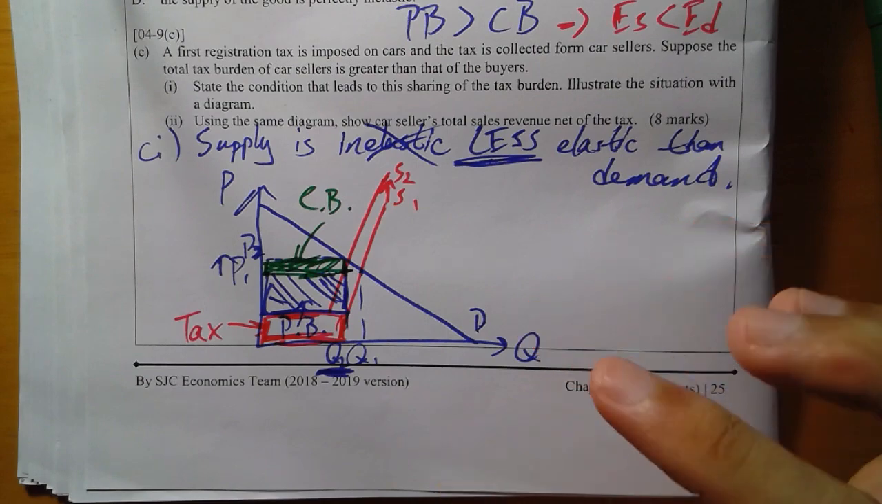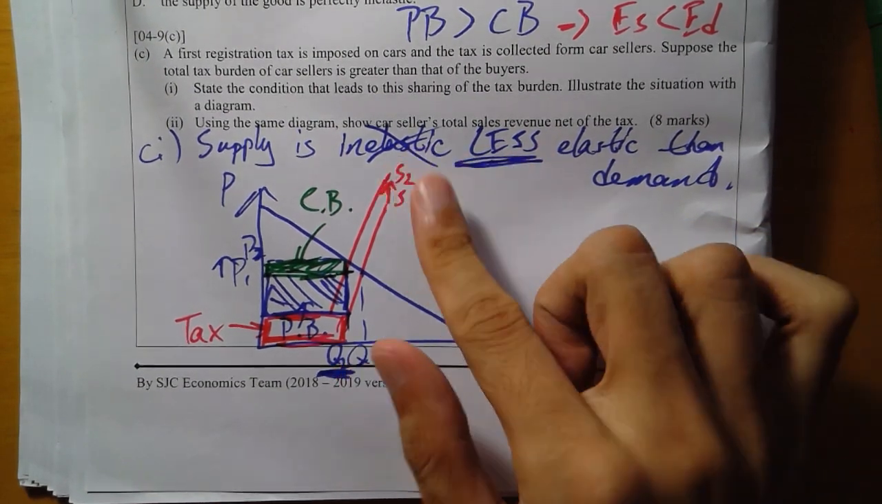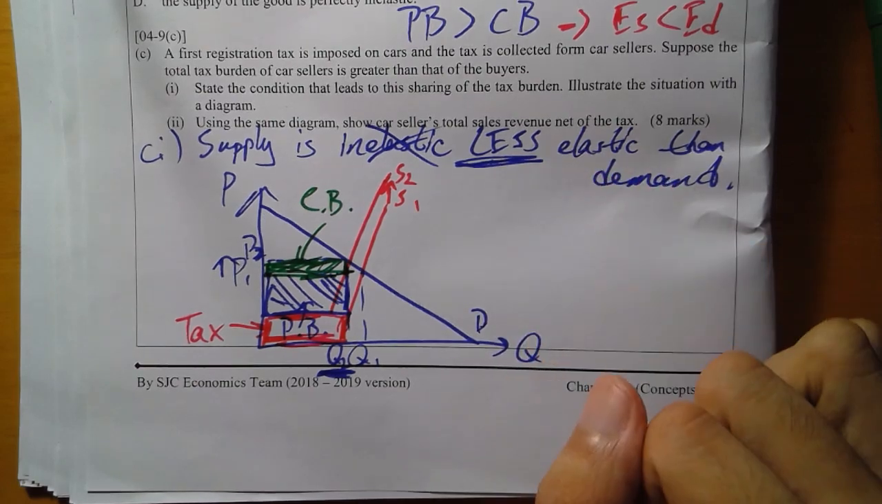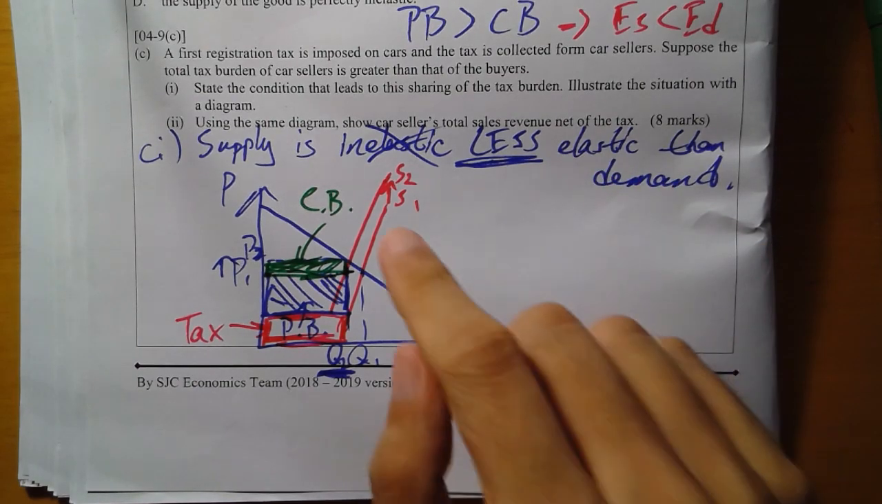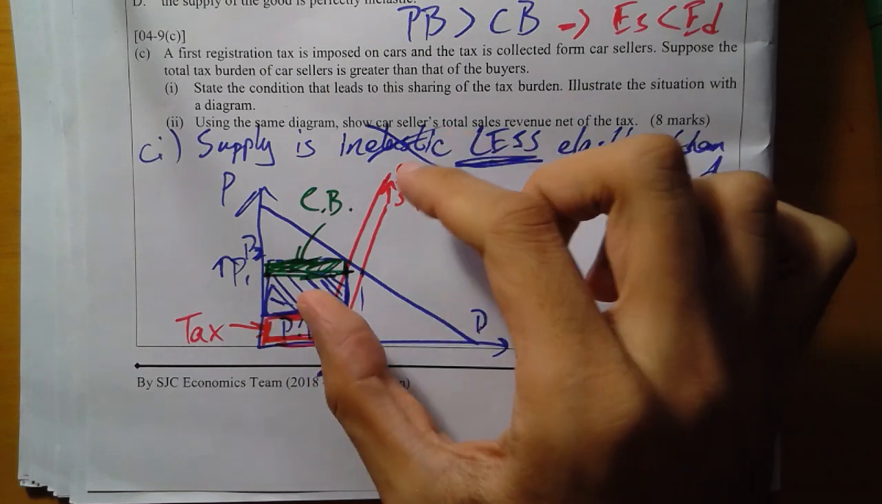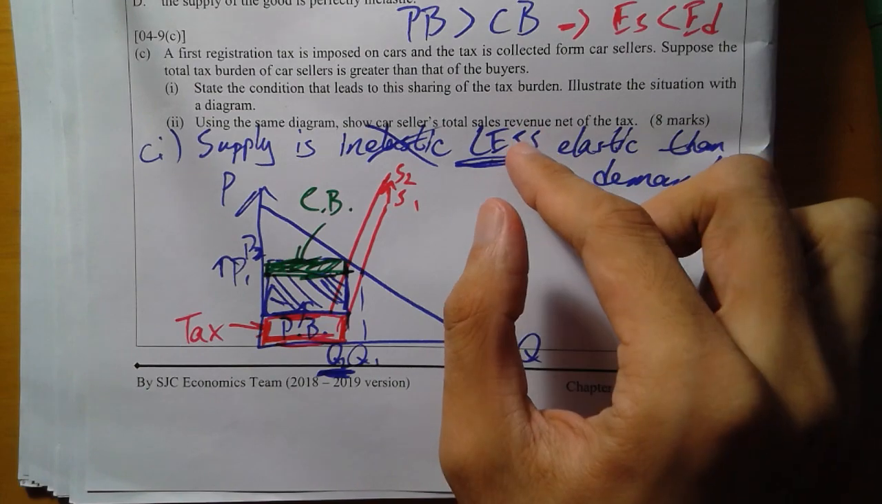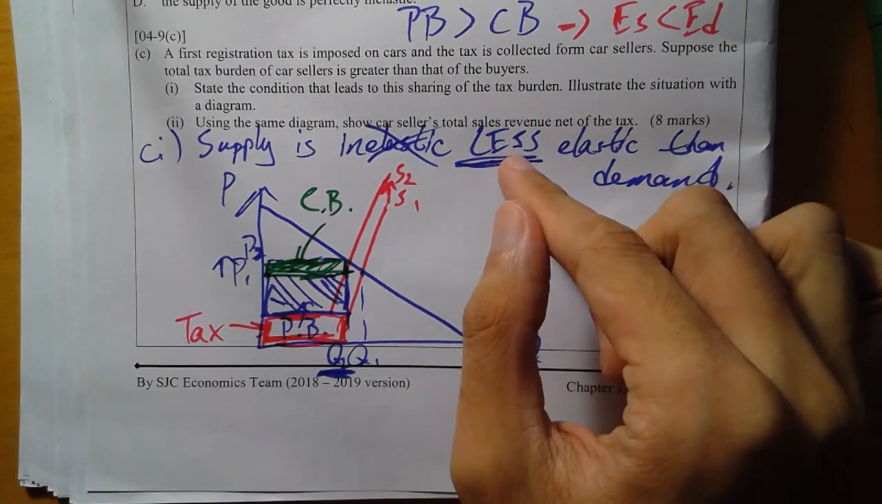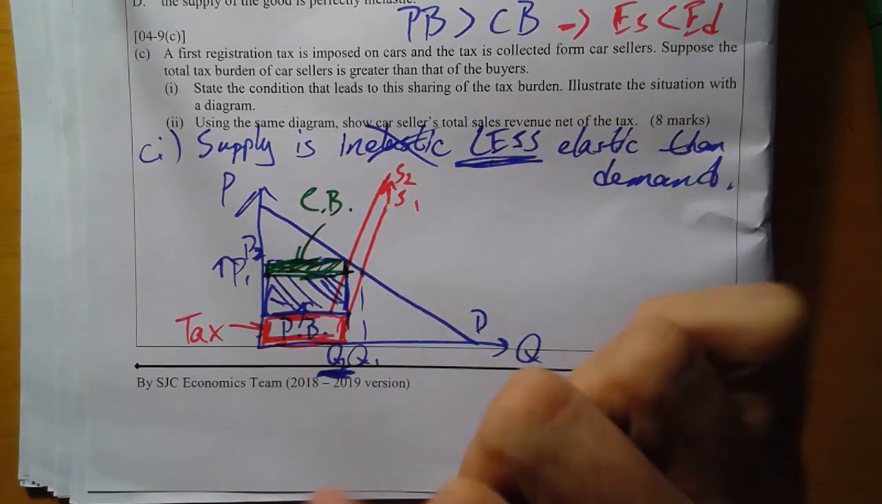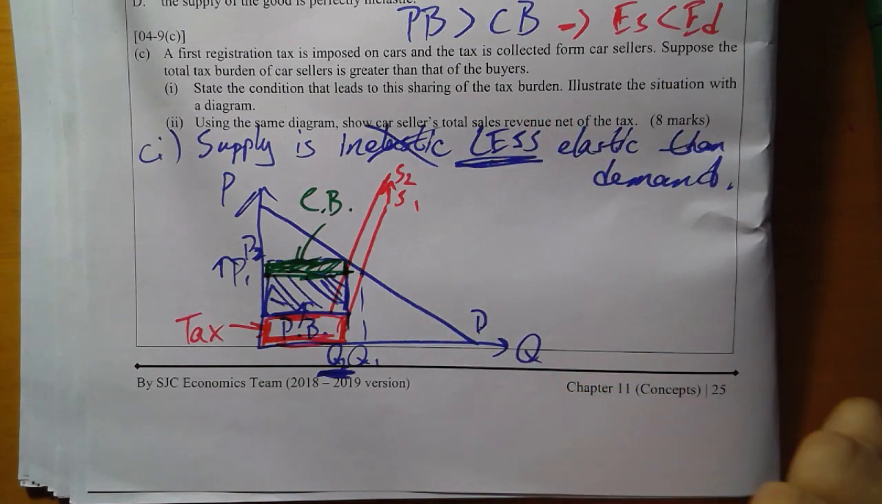So this is how we do it using a diagram. Remember, don't write wrongly. It's not inelastic, but less elastic than demand. Then you draw a rather inelastic supply. Drawing it however you like is fine, but when it comes to writing, don't write inelastic. Even if you draw an inelastic one, don't write inelastic. It's less elastic. Okay, continue. Two more.